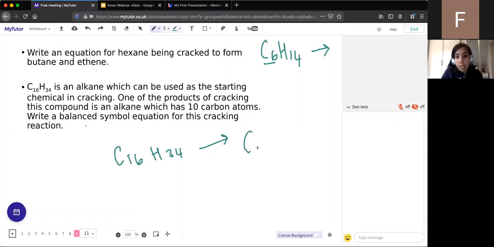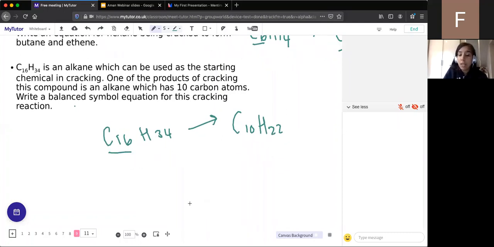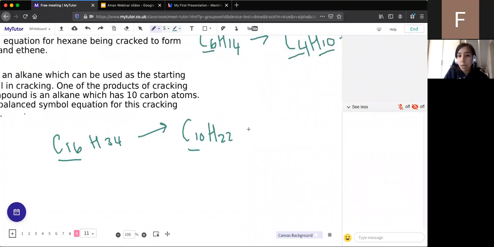So excellent. So C10H22. And then using mathematics, what we can see is if we've got 16 carbons on the reactant side, but 10 on the product side, that means there are 6 carbons left. So what we're going to produce will have 6 carbons. And then if we look at the hydrogens, there are 34 on the reactant side and 22 on the product side. So that means 34 minus 22 is 12. So C6H12. Does anyone know what's the name of that?